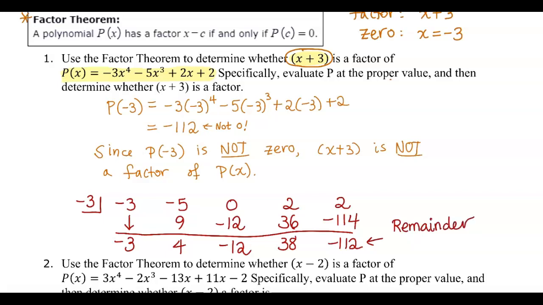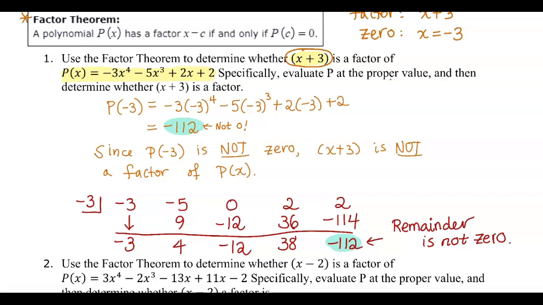So that's why, and you notice how these two numbers are exactly the same, that's why we say that x plus 3 is not a factor of p of x. The remainder is not 0. So we used two different methods to come up with the same conclusion: this x plus 3 they wanted us to check is not a factor of this polynomial p of x.